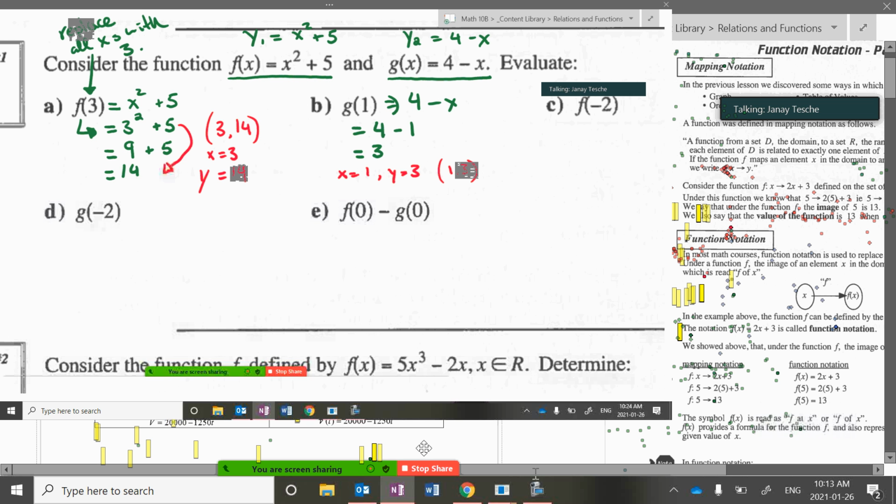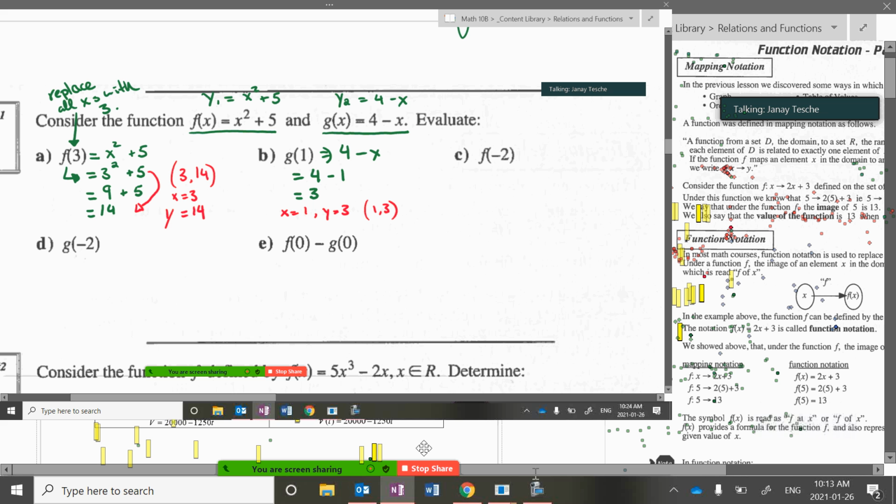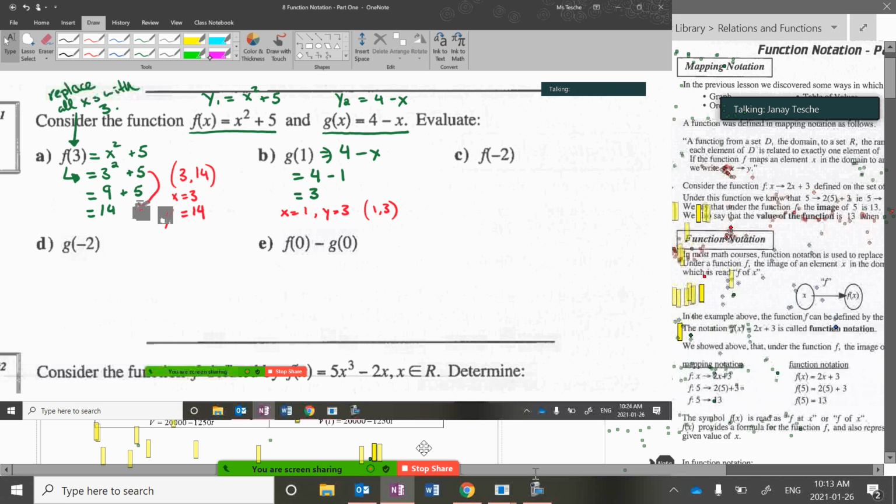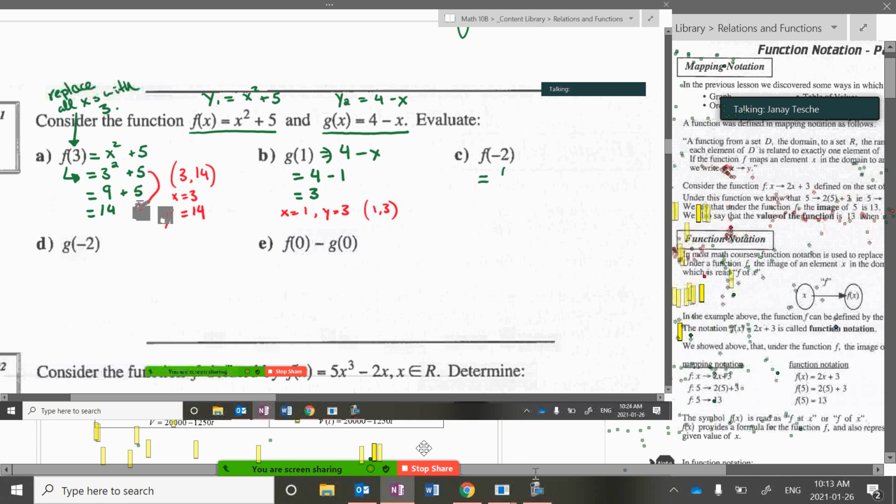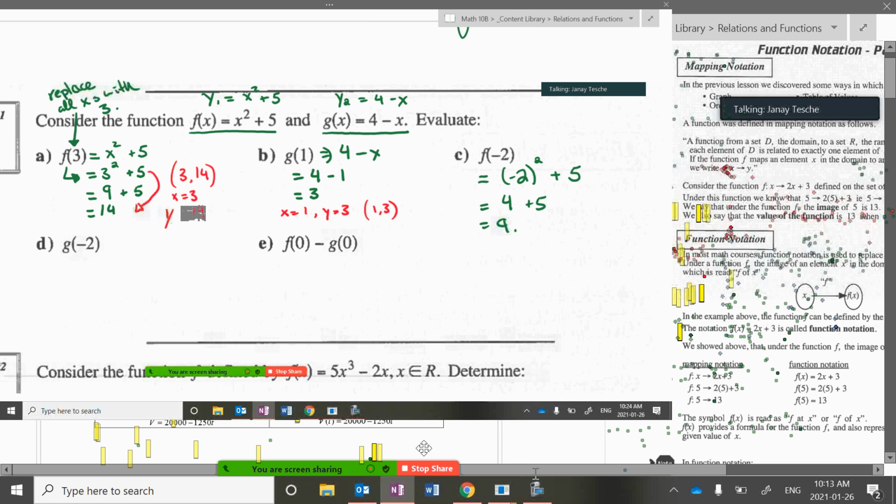So C says f at -2. Looking at our first equation, we're plugging in -2. Notice I put it in brackets because it's being squared and I want that negative included. So -2 times -2 gives us 4. So our final answer there is 9. All we're doing is replacing our variable with whatever is in brackets.